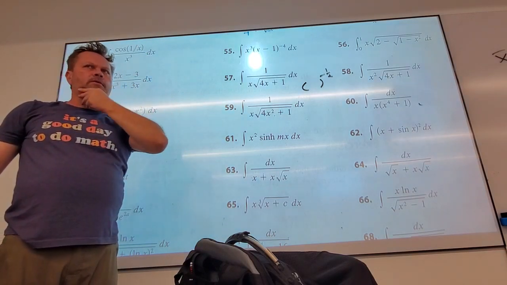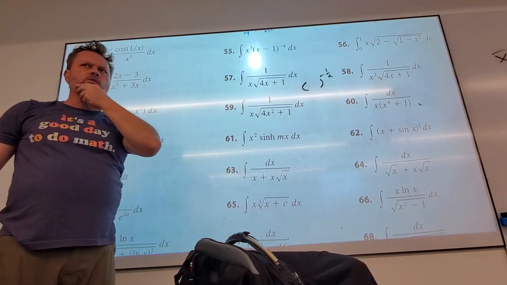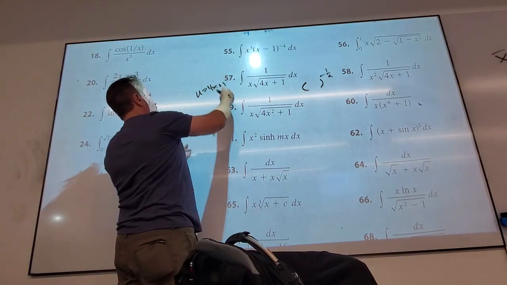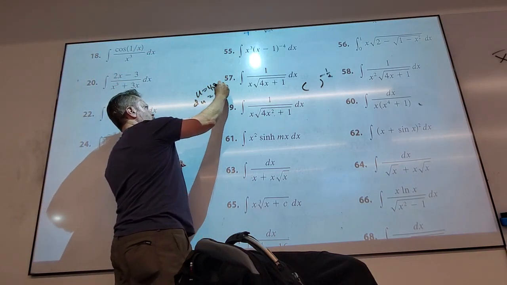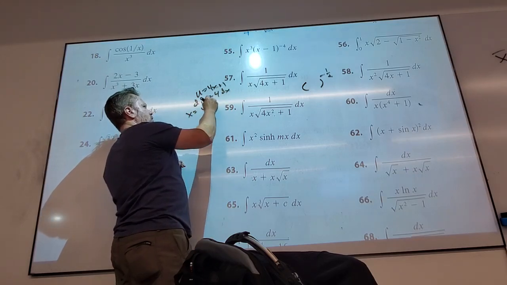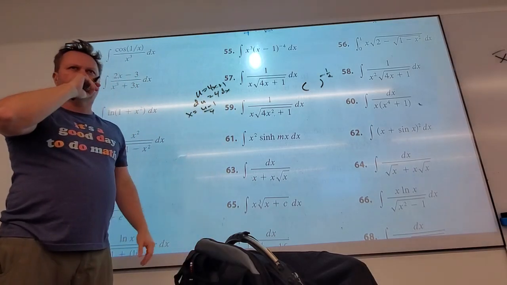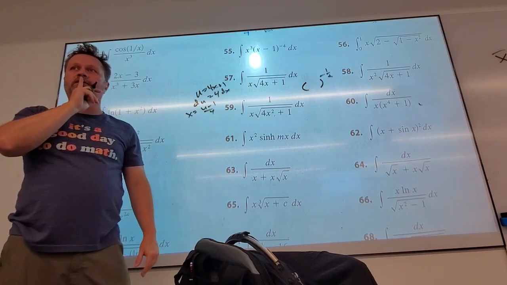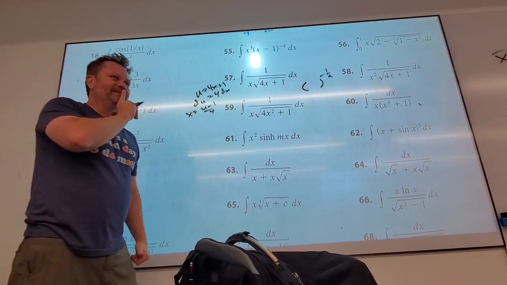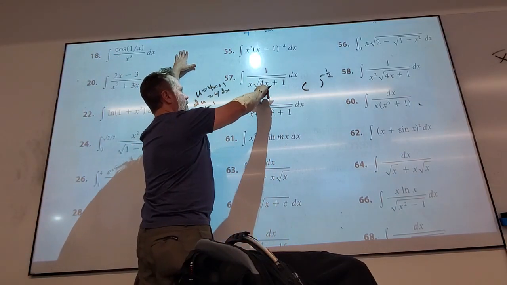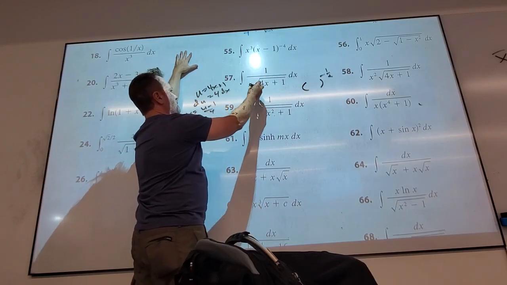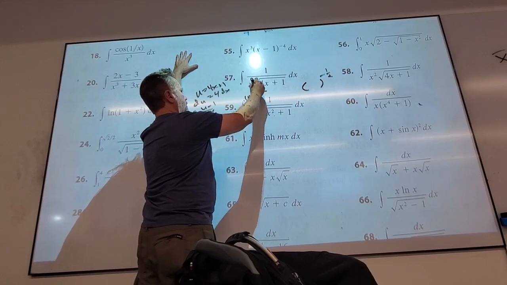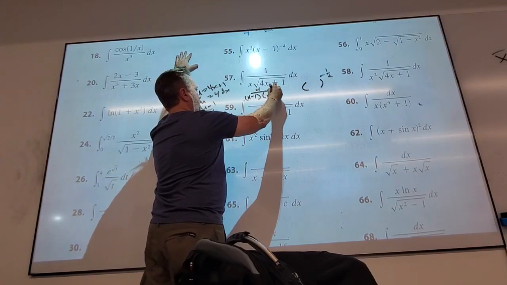Anybody have a different thing they might want to try? I don't know if you guys are considering this and ruling it out, but what if I let u equal 4x plus 1? What would du be? 4 dx. And then I can write x is u minus 1 over 4. I'm not saying this is a good way to go. I'm just saying I could do this, correct? And I tell you, it's not going to do really well, but I just want to point out you could try it. Because then this would become 1 over u minus 1 over 4, and this would be u to the 1/2.